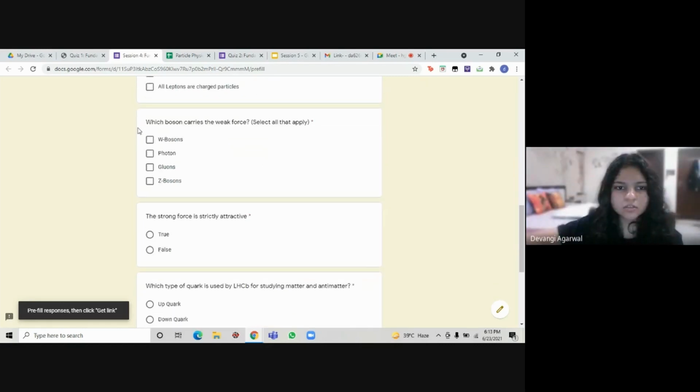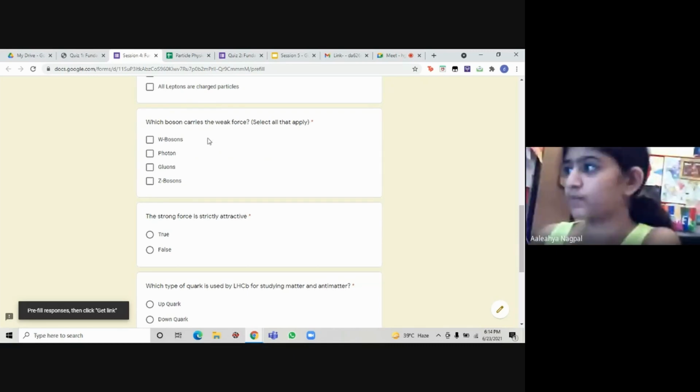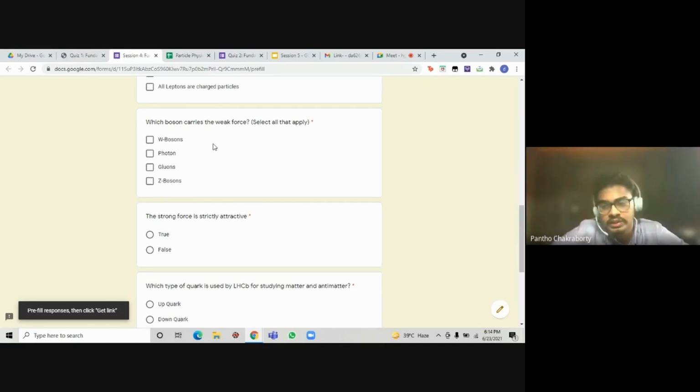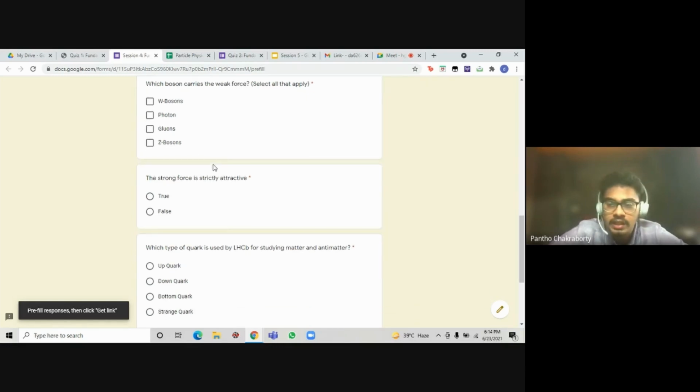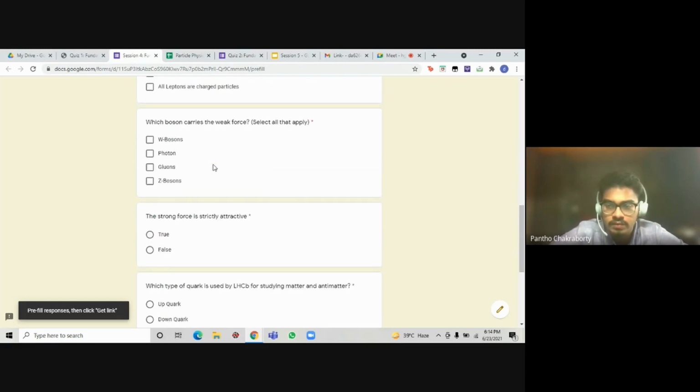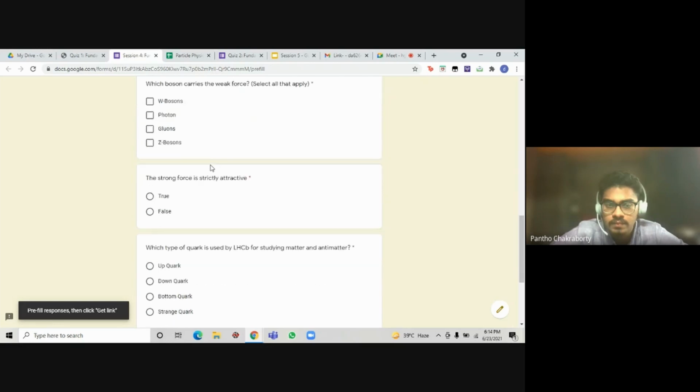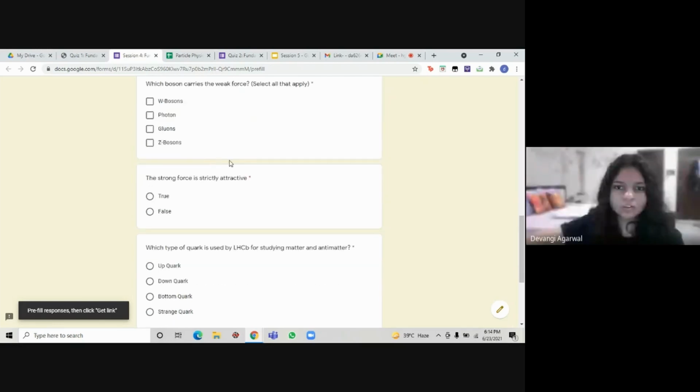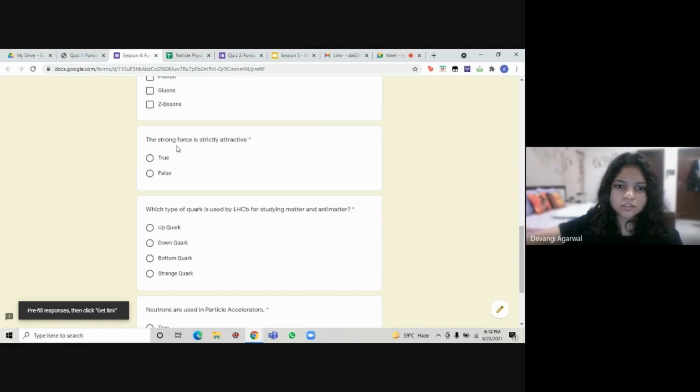So next question, which boson carries the weak force? Costa writes W bosons and Z bosons. Yeah, that's right. It's carried by these two bosons, W and Z. So good job. Anyone who has any doubt in this question? Okay, then next question was the strong force is strictly attractive. True or false?